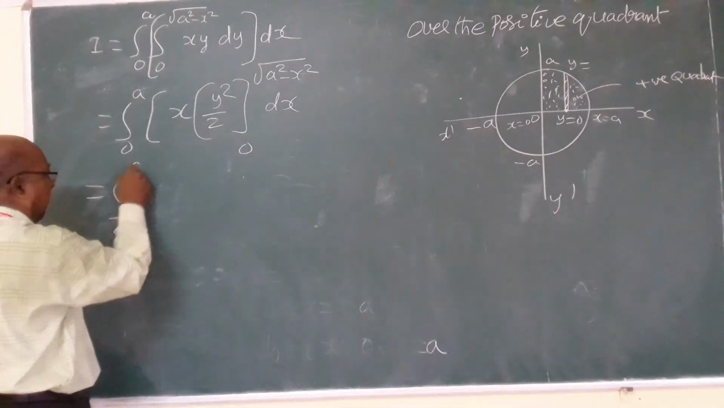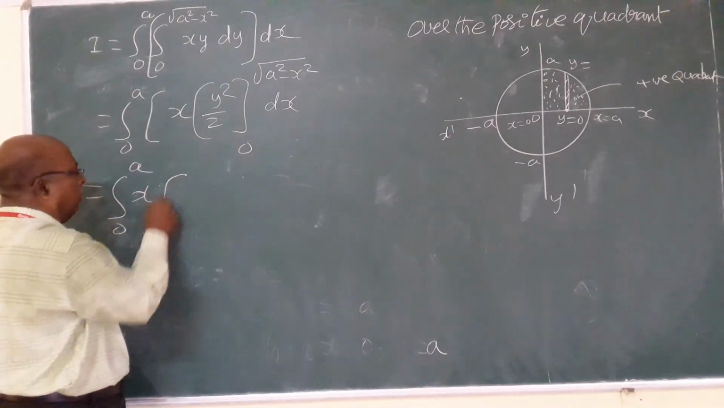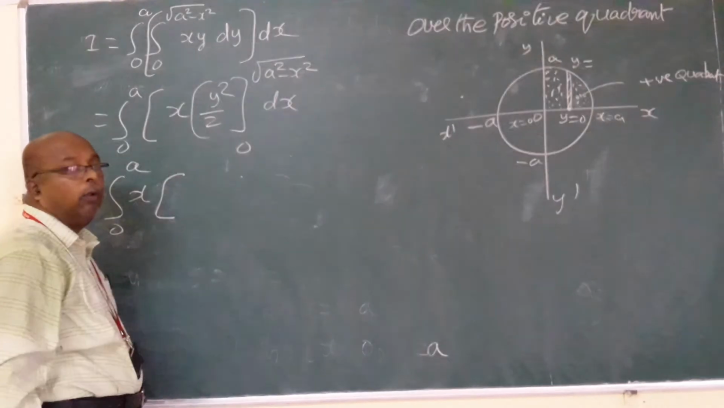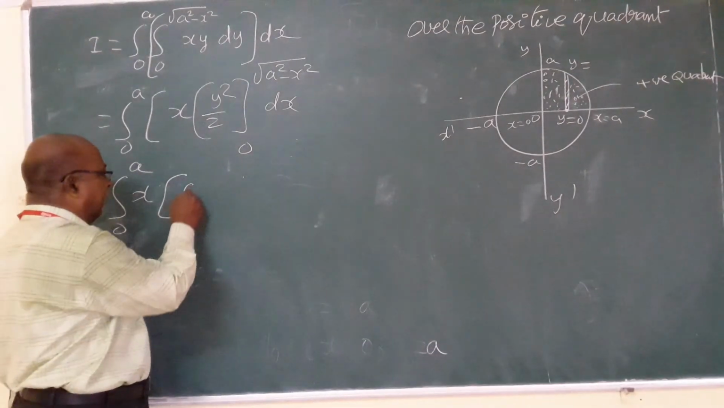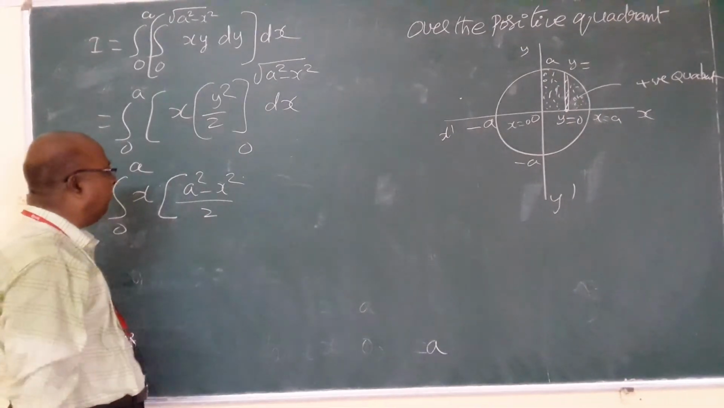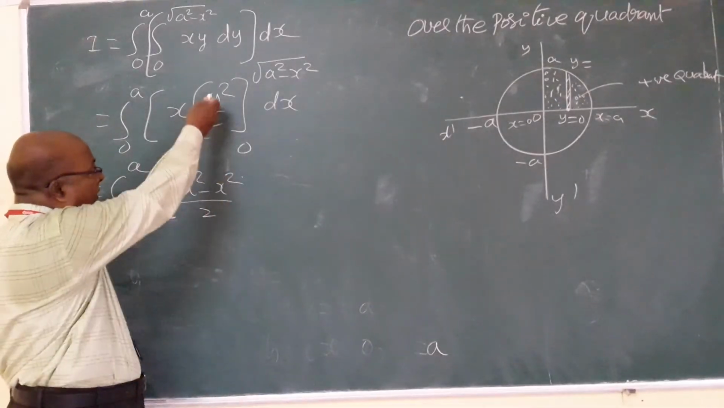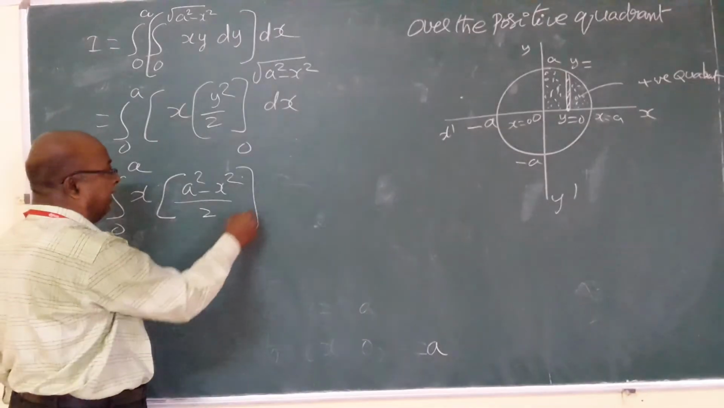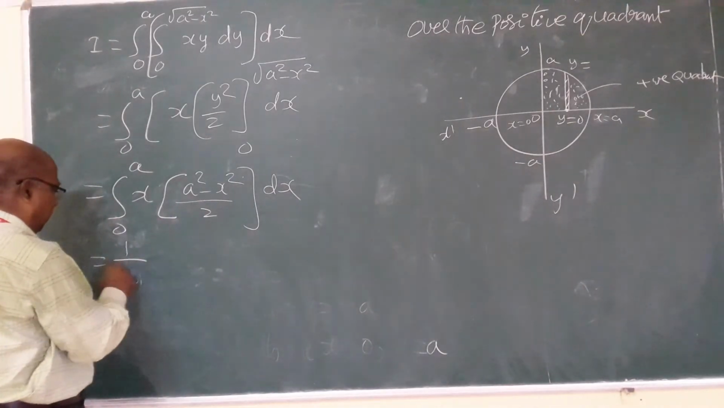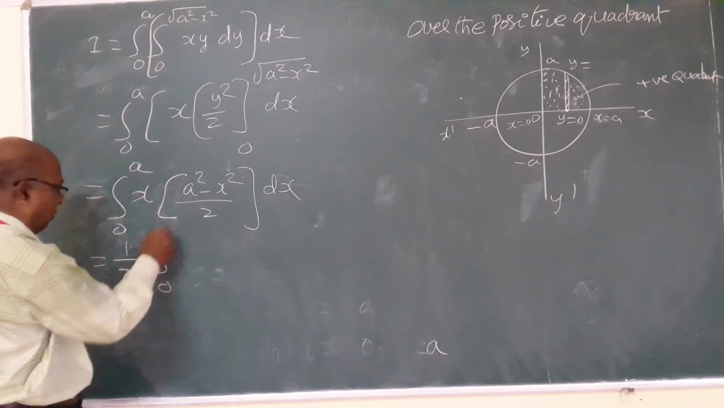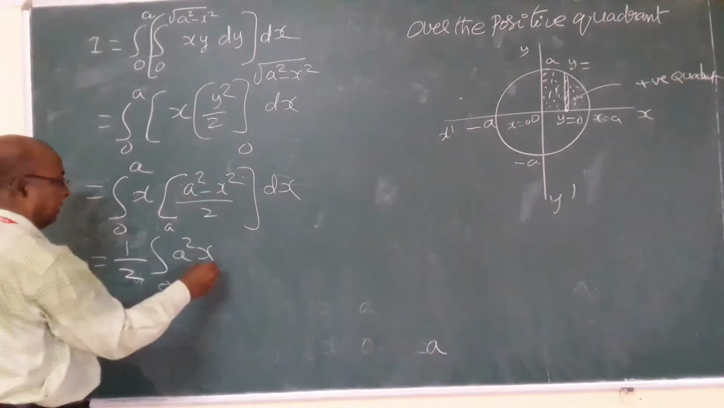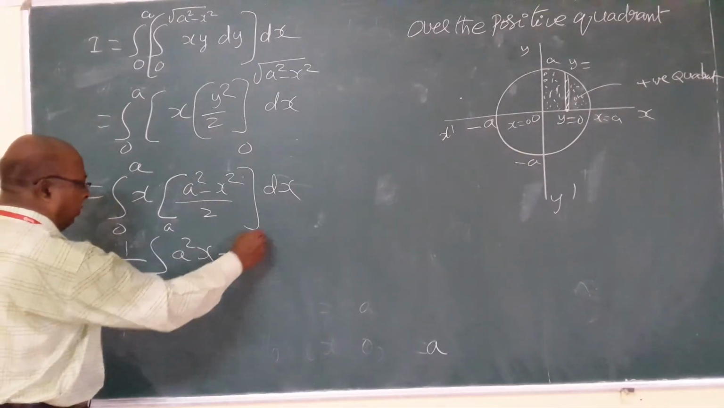And then 0 to a, substitute the upper limit. Instead of y, you write this one. The square root and square cancel. We get a square minus x square by 2. Substitute 0, we get 0 inside. So 1 by 2 common, integral 0 to a of x into a square minus x square, that is a square x minus x cube, dx.